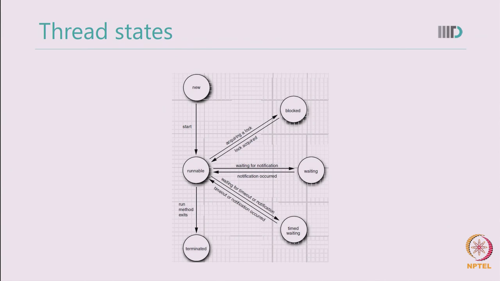From your operating system class, you may already know that a thread may live in different states. A thread may be created, after that it becomes runnable. From runnable, it may be blocked, it may be waiting, or it may be timed waiting, and once the work of a thread is completed, it may be terminated.